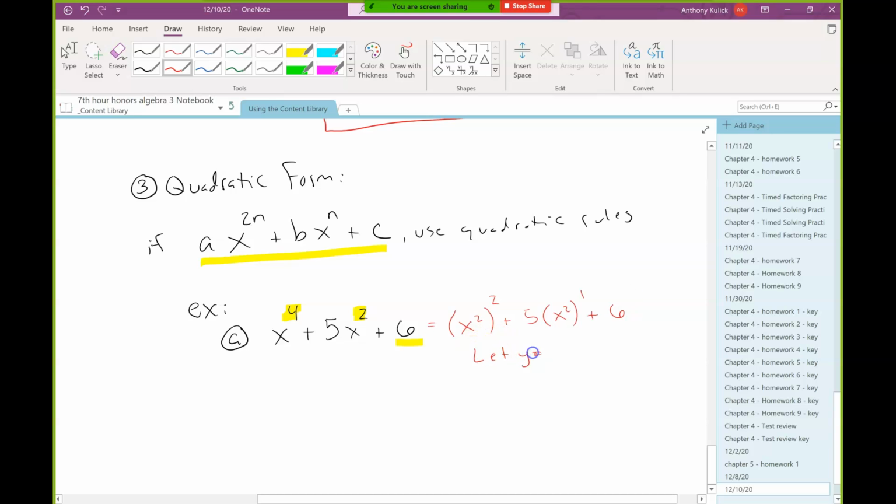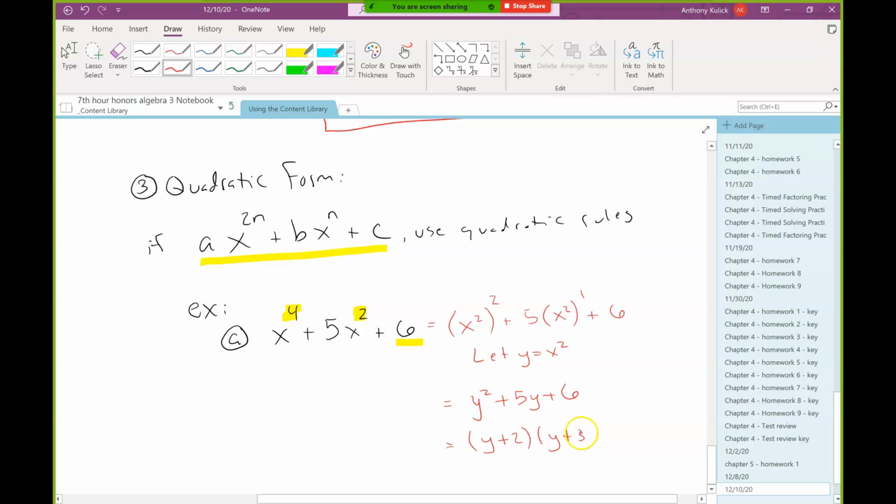So if we suppose that y is equal to x squared, and we make that substitution, we have something that looks positively quadratic, right? y squared plus 5y plus 6. And now I can just use my shortcuts from the previous chapter. So two things that multiply to give me 6 and add to give me 5 are 2 and 3.